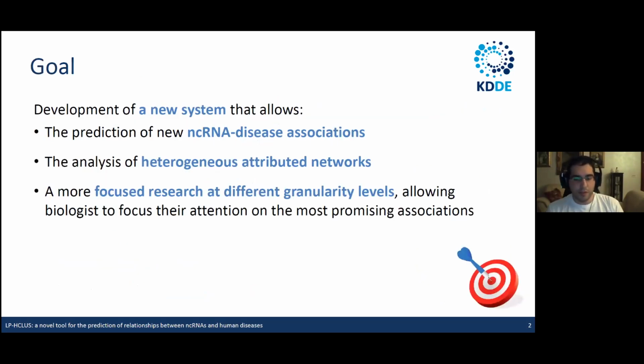So the goal of this work is to develop a new system that allows us to predict previously unknown associations between non-coding RNAs and diseases, that is able to analyze heterogeneous attributed networks, that are networks where there are different biological entities with their features, and this network can be of arbitrary structure. And we also want to provide biologists with a tool to help them conduct more focused research at different levels of granularity.